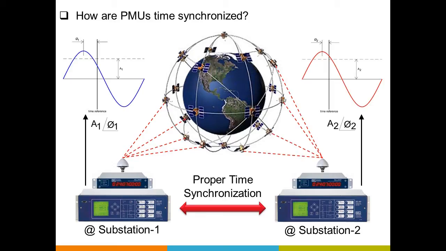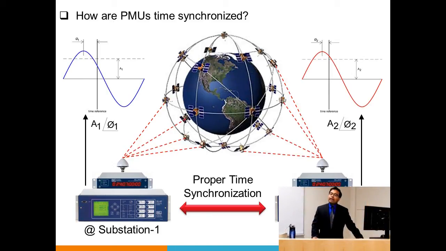Similarly, the substation 2 PMU will estimate the phasor as A2 at an angle phi 2. Now if we know A1 at an angle phi 1 at substation 1 and A2 at an angle phi 2 at substation 2, we can easily calculate the angular separation or the angular difference between these two substations if they are connected. Like I mentioned in the previous video, when I talked about the motivation of synchrophasor technology, angular separation is a very good indicator of the stress in the system.